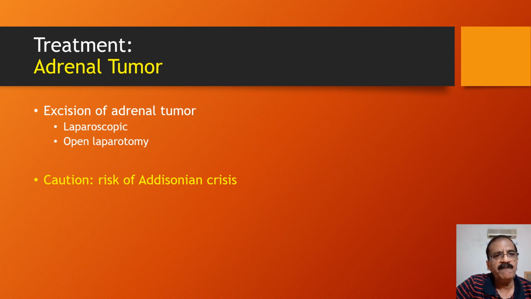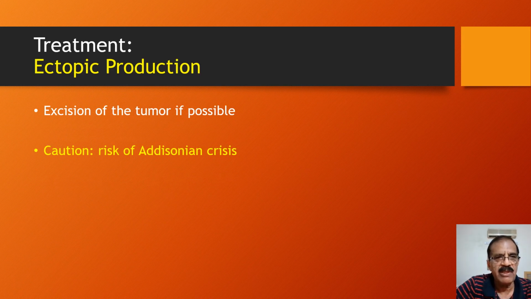If there is adrenal tumor, excision of the adrenal tumor, usually laparoscopically or sometimes open surgery. Again, because the adrenal tumor was producing too much cortisol, and that was inhibiting the ACTH, so the rest of the functional adrenal gland was actually suppressed. So once the tumor is removed, then patient may end up in Addisonian crisis. I think even before surgery is started, one may be started on steroid replacement therapy to avoid this Addisonian crisis, and then gradually tapered off.